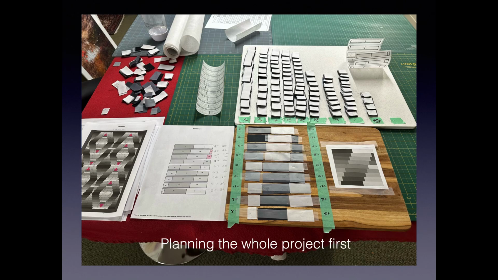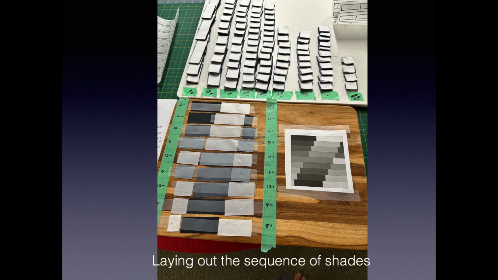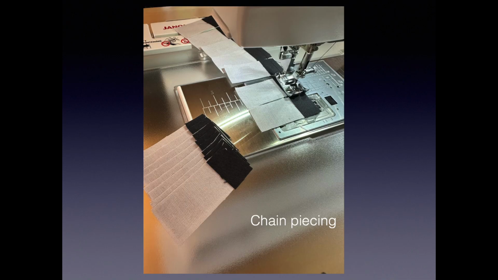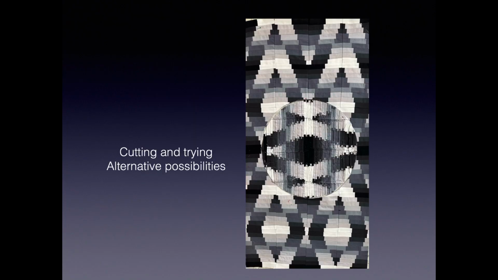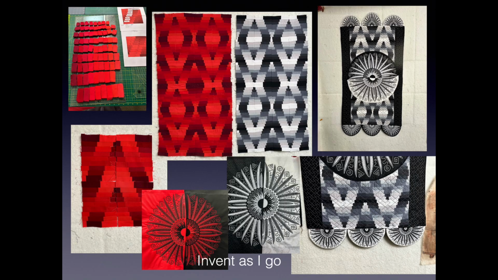I used the EQ8 program to design a panel using the shades of gray to black, and I'm lining out and cutting out all the parts. The chain piecing then happens, then create the complete panel, which I then cut up. I have to insert the different possibilities and try out other avenues until I come up with something that really pleases me. Here the centerpiece is embroidered.